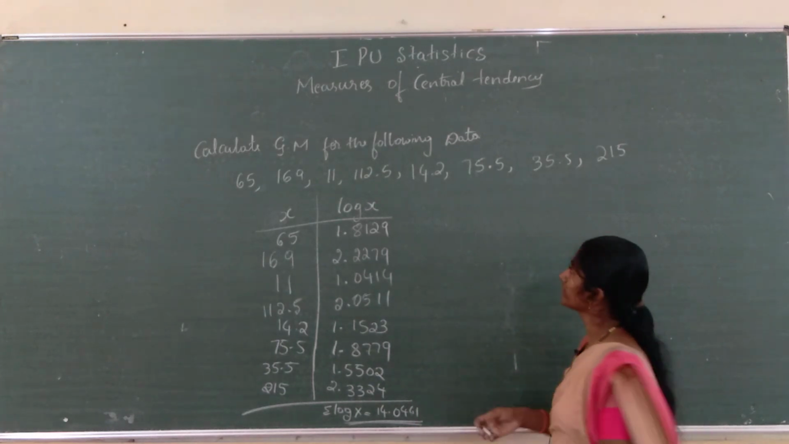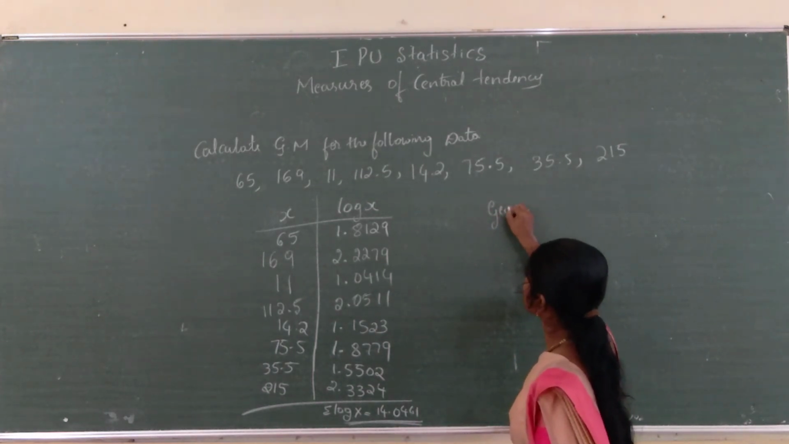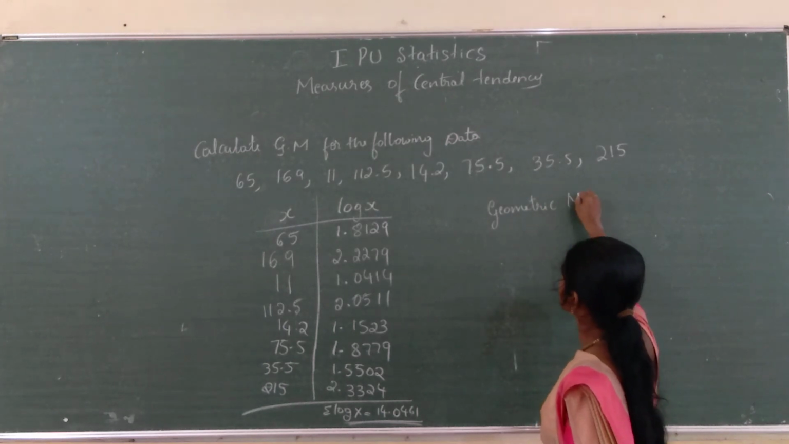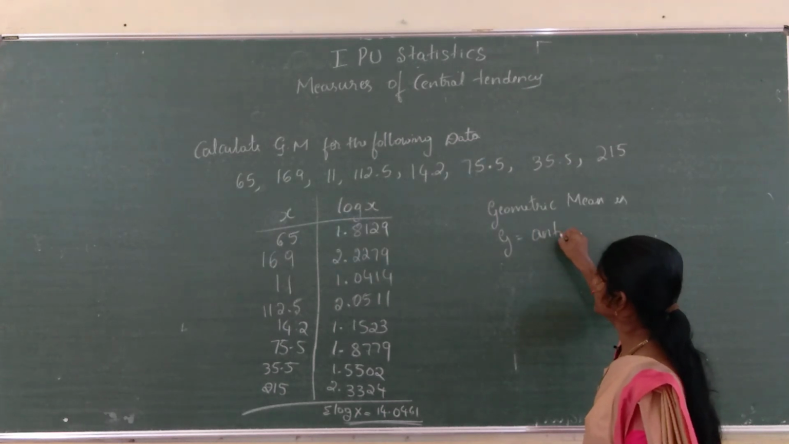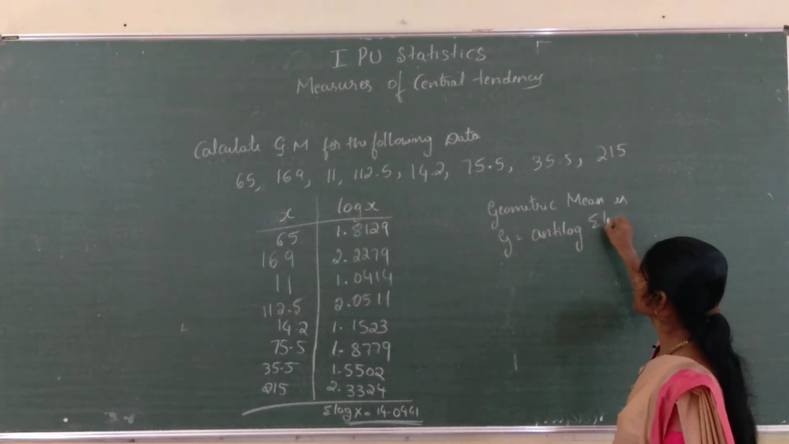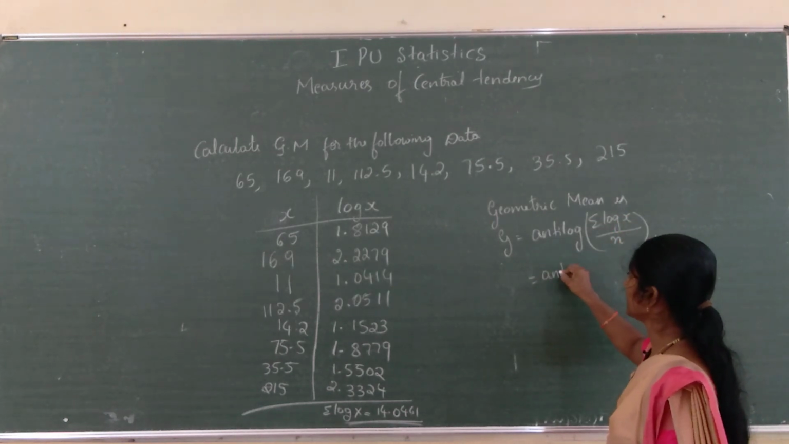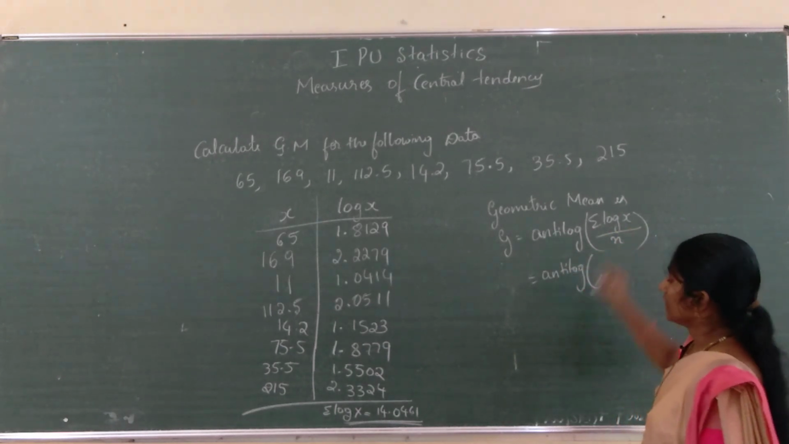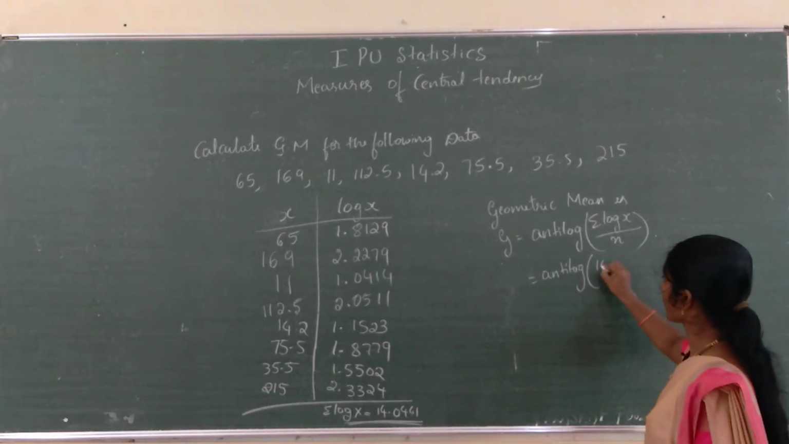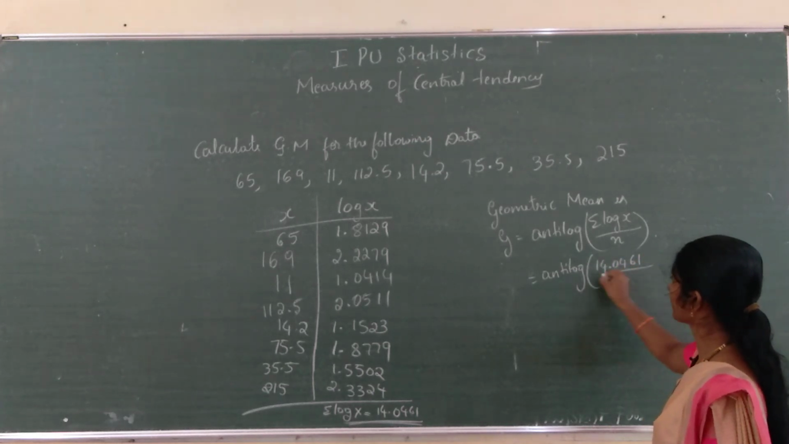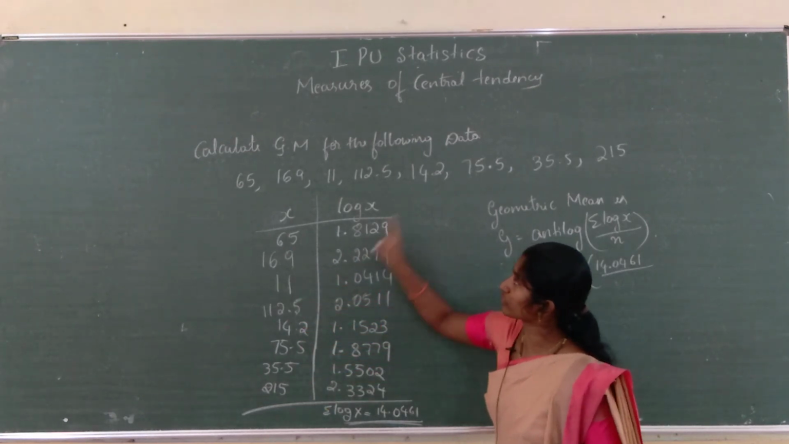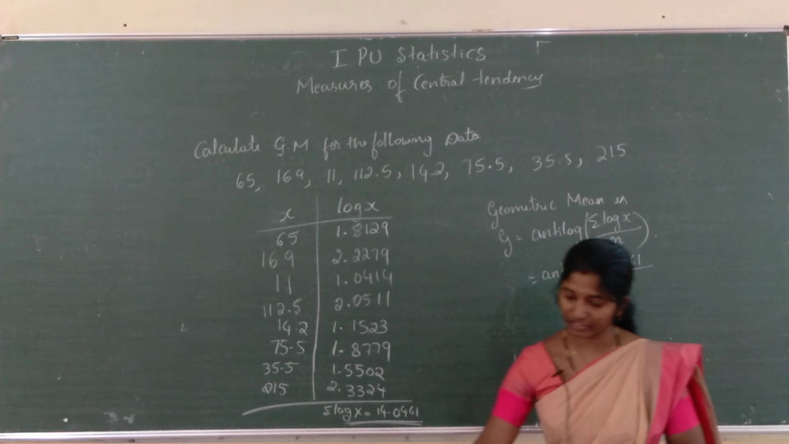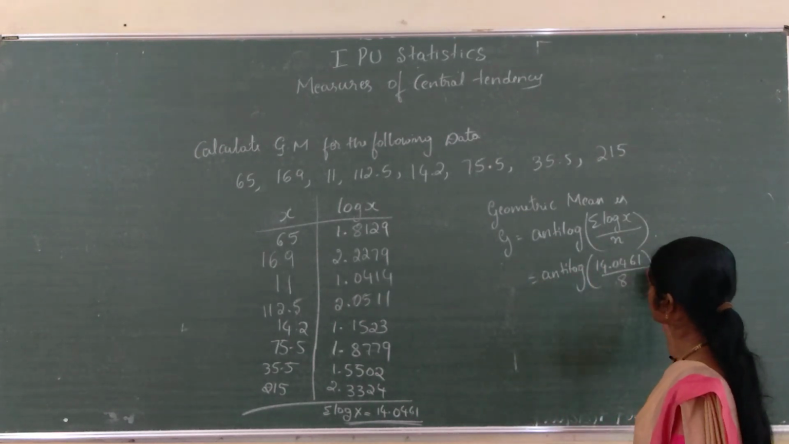Next, do the calculation with the formula. Which formula? That for ungrouped data. G equals geometric mean. G equals the anti-log of summation log x divided by n. Here, summation log x we got as 14.0461, divided by n. N is the number of observations: 1, 2, 3, 4, 5, 6, 7, 8. There are 8 observations, therefore write 8.